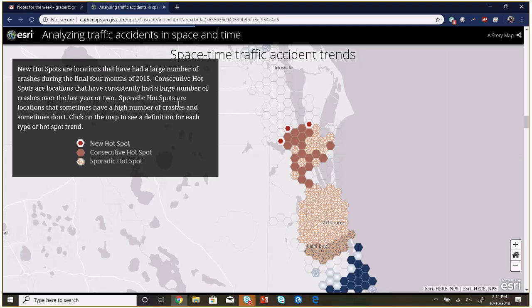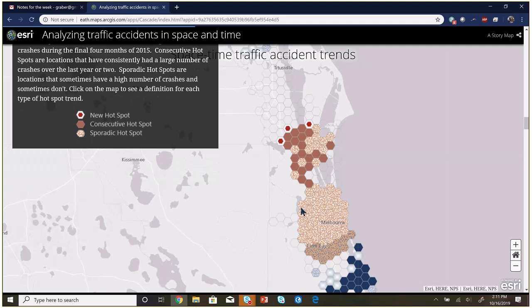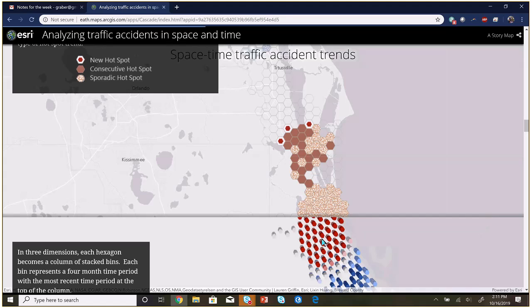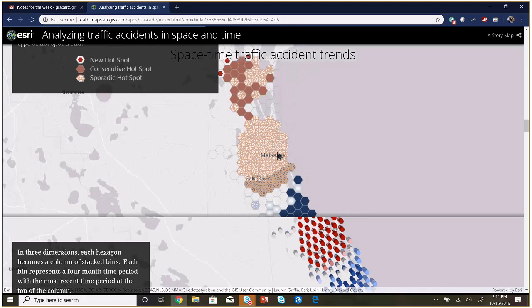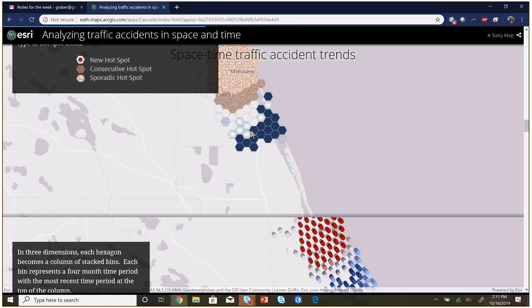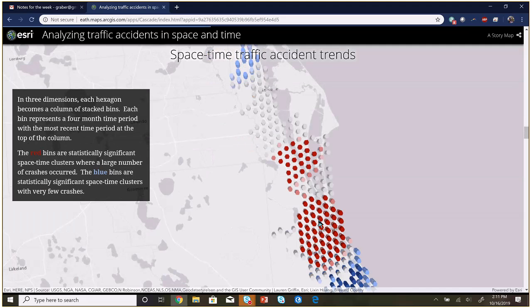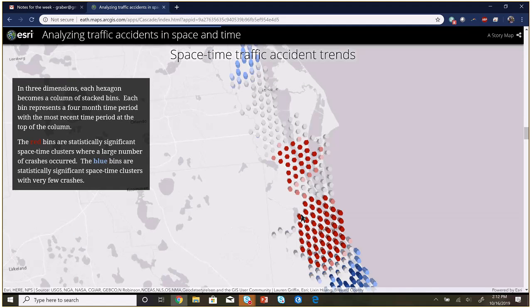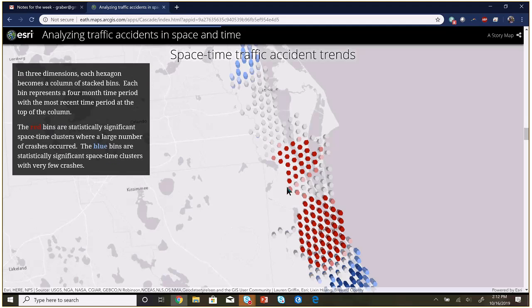The kind of dark pink color right here, those are areas that were always hotspots, or at least mostly hotspots. The reds were in some years those were hotspots of the pattern. Some years they were hotspots, some years they weren't. And then finally in this case, the blues and the light blues, these are the opposite. Okay. So here's another way to look at it.